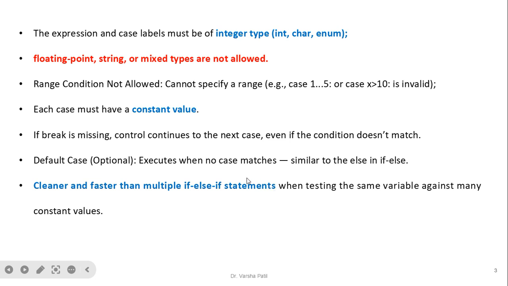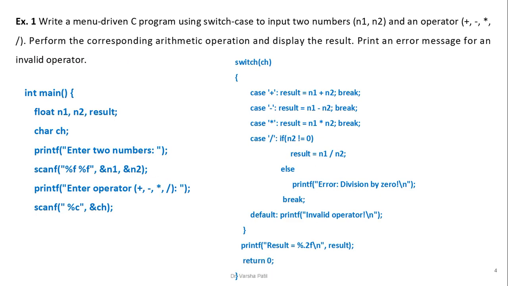That is, we require it to check the different operations. So see the example. Write a menu driven program using switch case to input two numbers and an operator, perform the corresponding arithmetic operation and display the result. Print an error message for an invalid operator.